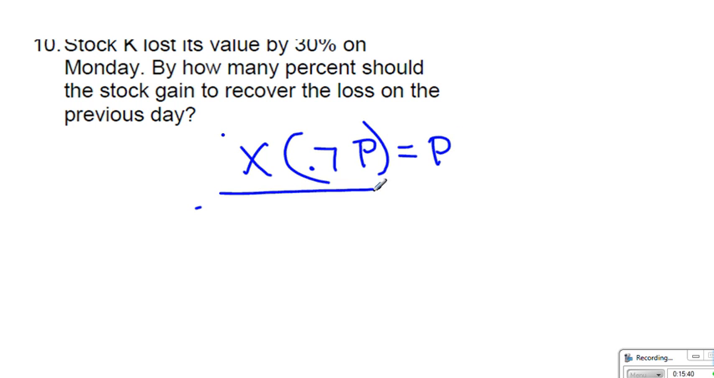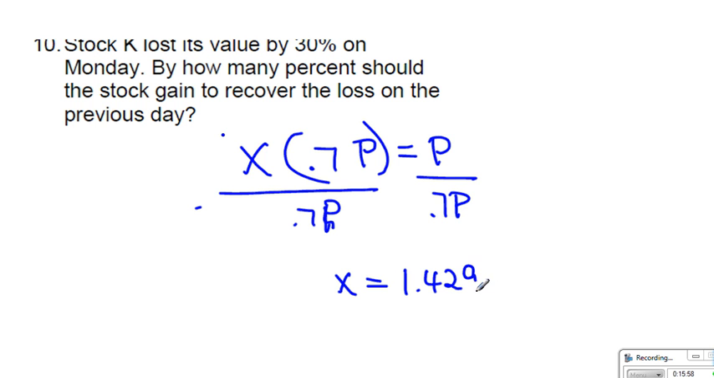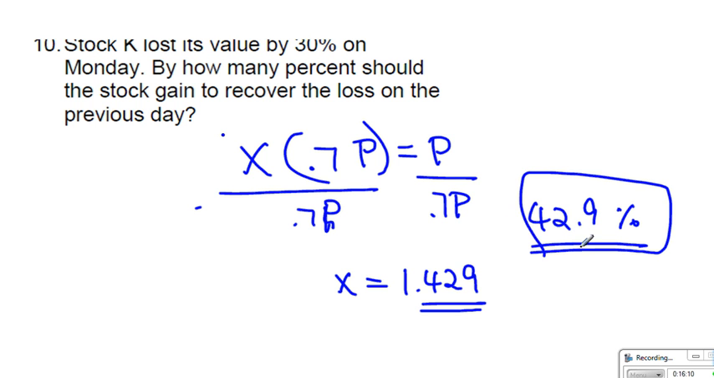So divide by 0.7p, then x becomes 1.429, about 1.43. That means we need to gain this much more. So we need to gain 42.9%. We need to recover about this much in order to make up the 30% loss on the following day.